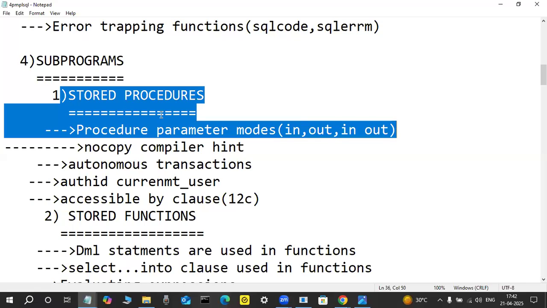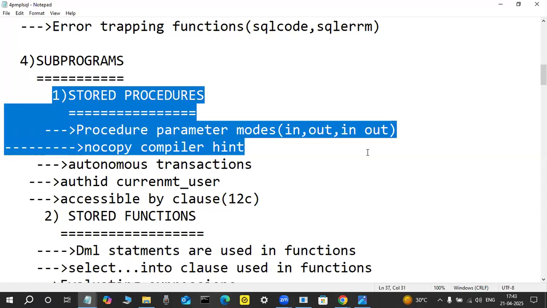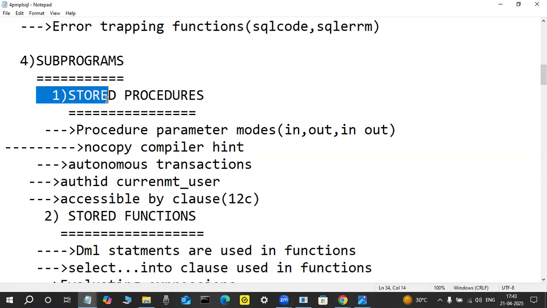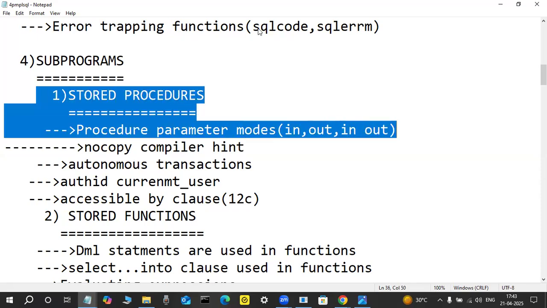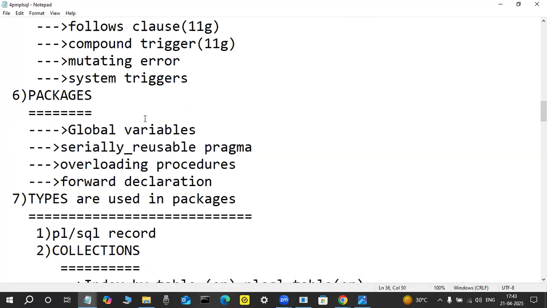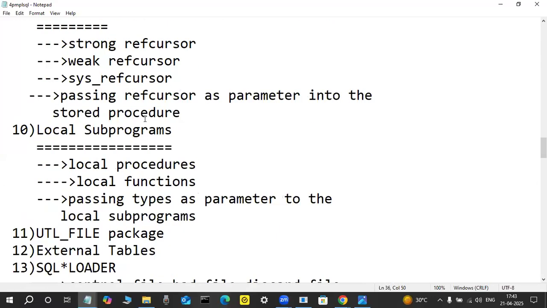For Java, .NET, Python developers, only pure database programmers need more concepts. Otherwise, for Java, .NET, Python front-end developers, it is compulsory, mandatory. We are learning about stored procedure. How much importance it has, we are learning. Then stored procedures, stored functions, triggers, packages, types, bulk bind. These are all the advanced concepts actually.